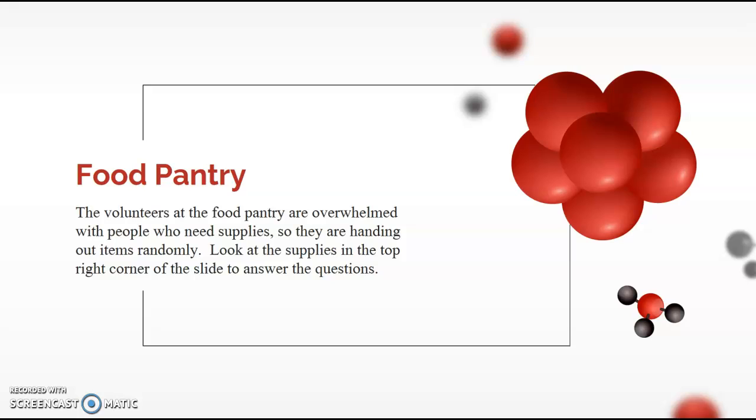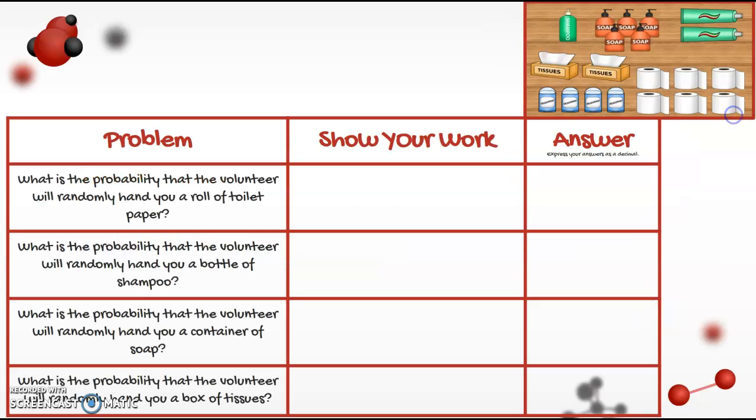The volunteers at Food and Pantry are overwhelmed with people who need supplies, so they're handing out items randomly. Look at the supplies at the top right corner of this next slide to answer the questions. Right here are the different supplies that they have. So what is the probability that the volunteer will randomly hand you a roll of toilet paper?